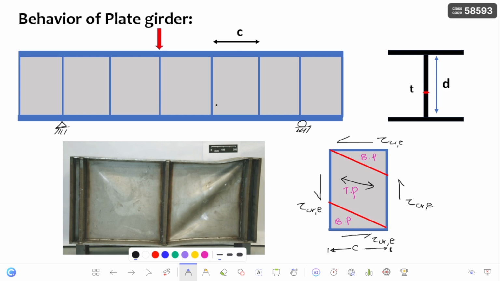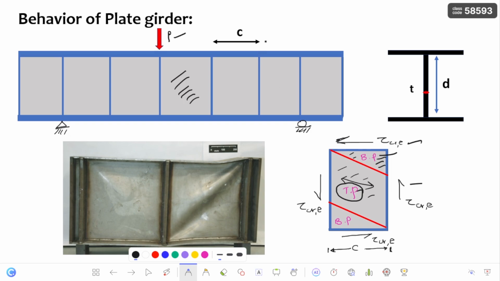Here you can see, if I consider this panel, because of this external load, the shear stress or shear load is going to act on this panel. And because of this shear load on this panel, you can see this part of the panel is going to buckle. This is nothing but the buckling panel. And the tension is going to act in this other part of the panel, which is nothing but the tension panel. So you can see this is the shear stress which is going to be generated on all four sides of the panel of the plate girder.